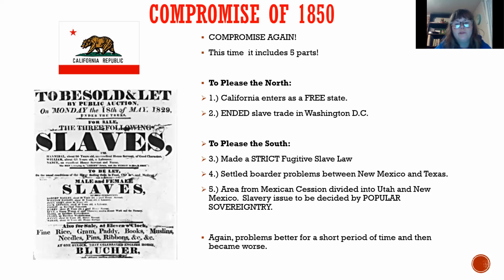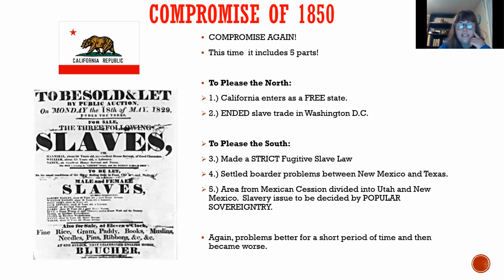Settled border problems between New Mexico and Texas, area for Mexican secession divided into Utah and New Mexico, slavery issue to be decided by popular sovereignty. Again, problems better for a short period of time and then became worse. Newly gained territory, California, requested to be included in the Union as a free state. Well, this would upset the balance of power and violate the conditions of the Missouri Compromise.